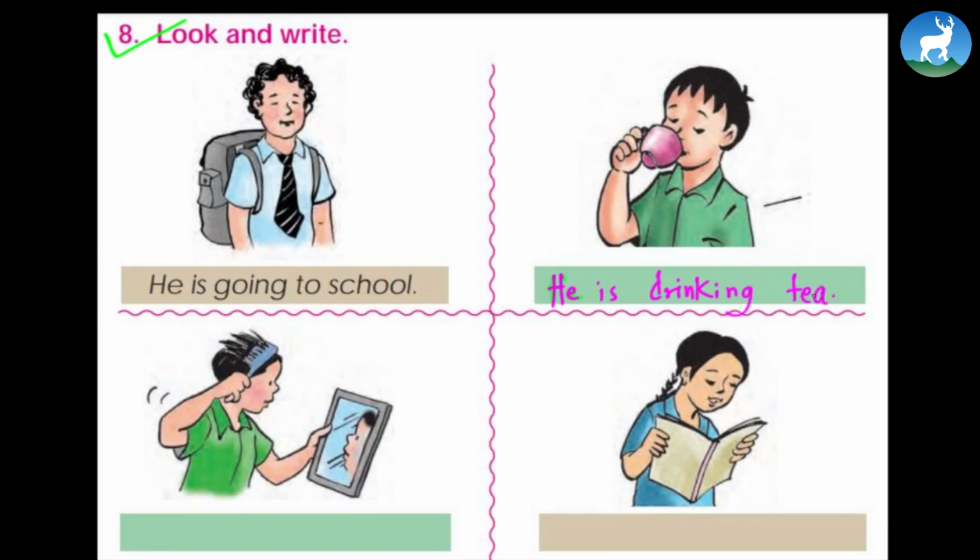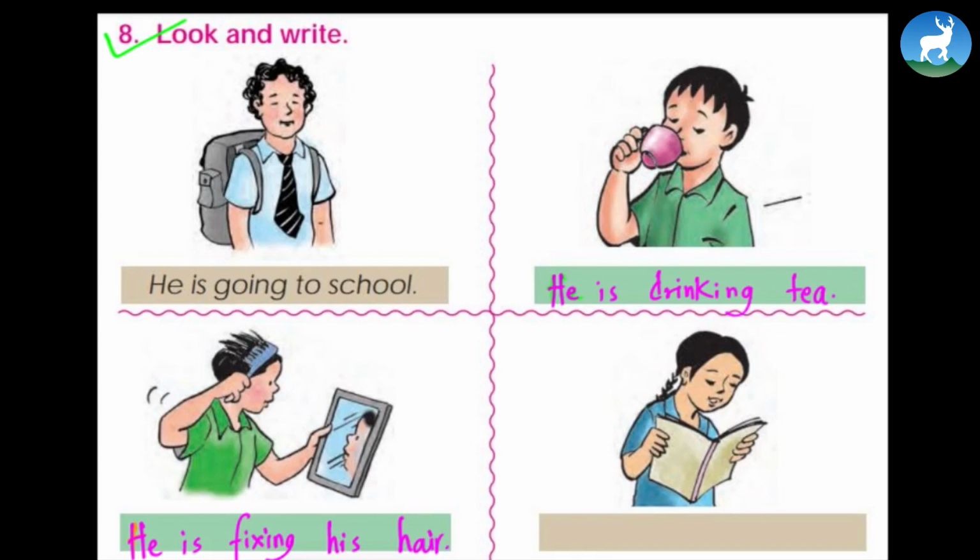Or it could be coffee, or it could be water, or it could be milk, right? You can write anything you want there. Okay, he is fixing his hair. His hair seems to be kind of messy. Using the comb, trying to fix his hair.